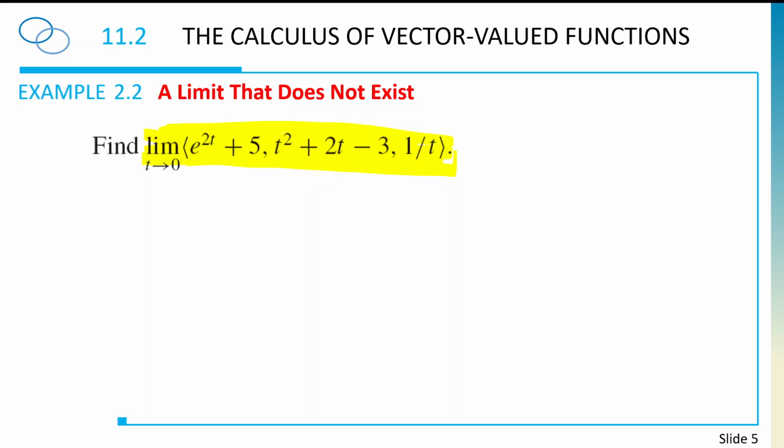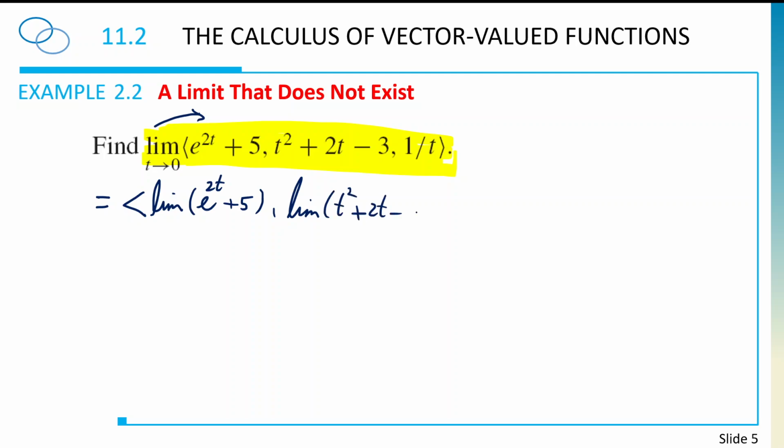Something like this. I need to find the limit for this vector valued function. Remember, the first step is just to have the limit inside for all three components. So this is basically the limit for e to the power of 2t plus 5, and then the limit for t squared plus 2t minus 3, and the limit for 1 over t, and all of them as t approaches 0.